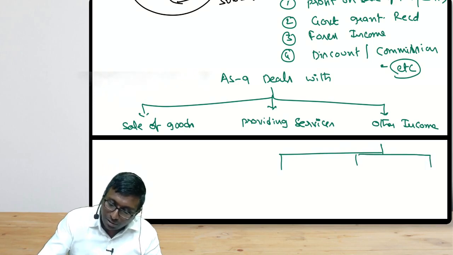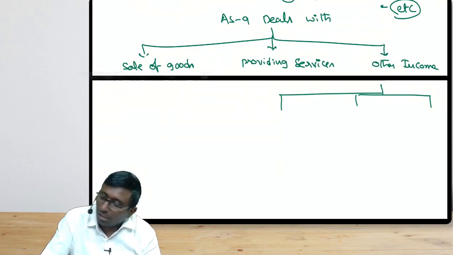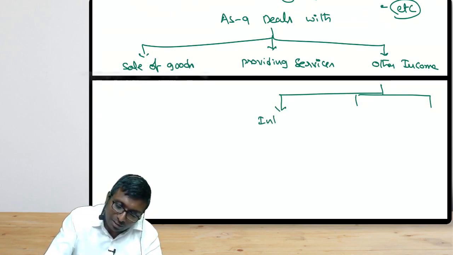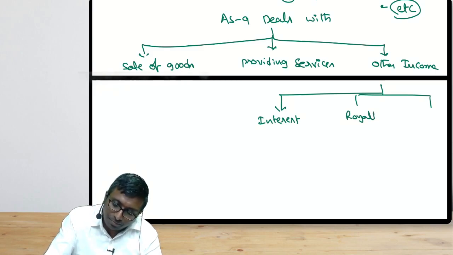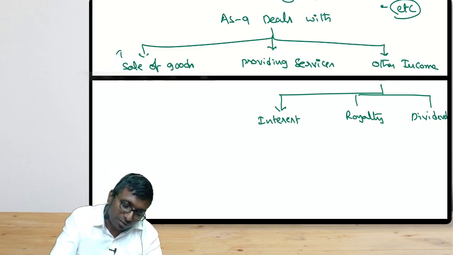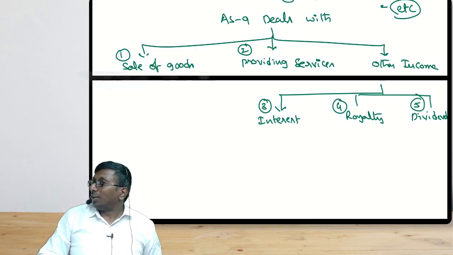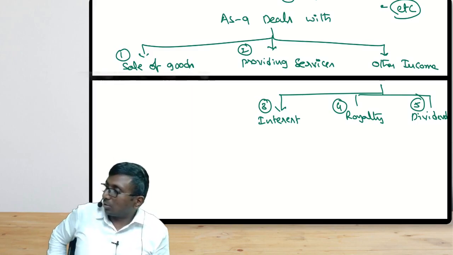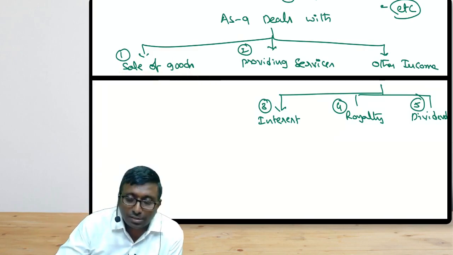But other income is restricted too. It is not every other income; it talks only about interest income, royalty income, and dividend income. Other than these 5 topics, the standard doesn't talk about any income. Beyond that you have to refer to other standards.